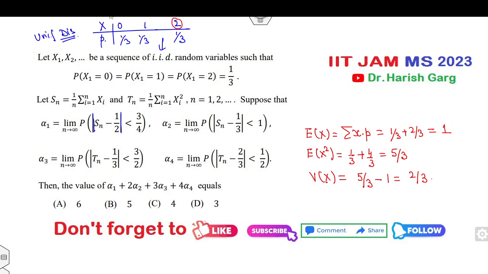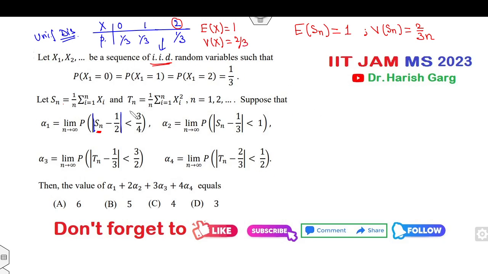Fine. Now, firstly the case for the Sn. What is the mean of the Sn? Mean of the Sn is, because they are IID, n times the mean, which is 1. What is the variance of the Sn? 1 over n square into the variance of the x, so it's 2 over 3 into n. I can write somewhere here the mean of the x is 1, variance of the x is 2 over 3.